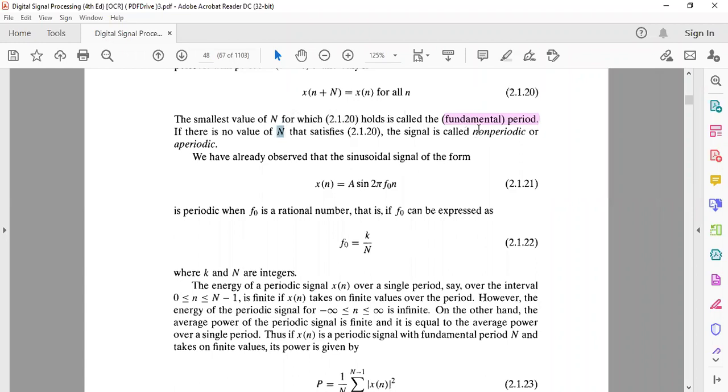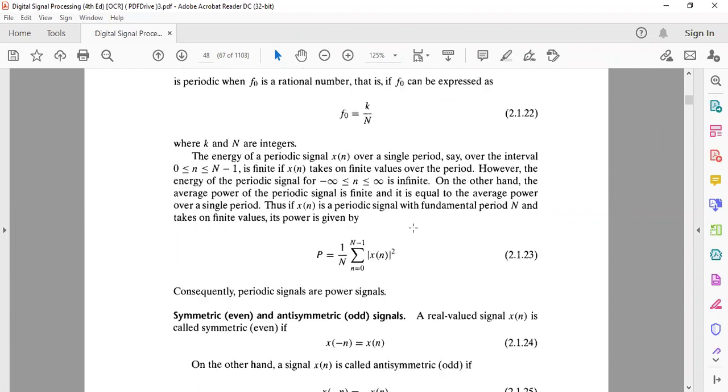be non-periodic or aperiodic. We have already observed that the sinusoid signal of this form is periodic when f naught is a rational number. That is, if f naught can be expressed as f naught equal to k over n, where k and n are integers. We saw this previously.